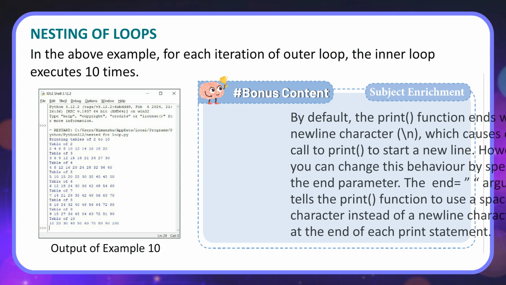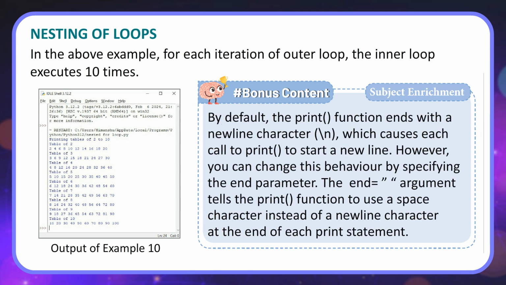Bonus content. Subject enrichment. By default, the print function ends with a new line character, backslash n, which causes each call to print to start a new line. However, you can change this behavior by specifying the end parameter. The end equals argument tells the print function to use a space character instead of a new line character at the end of each print statement.